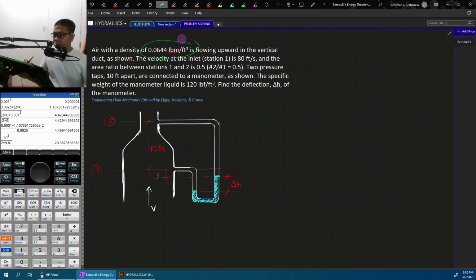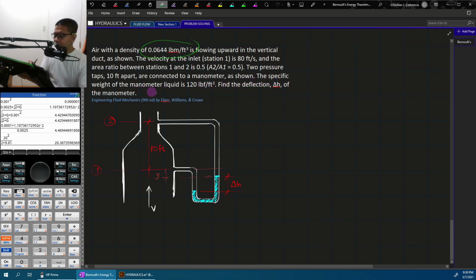So, dito naman, yung specific weight or unit weight ng liquid inside manometer is 120 pound force per cubic foot. So, isang unit weight and isang density. So, actually, yung density ng air na 0.0644 pound mass per cubic foot, in terms of its unit weight, this is also equal to 0.0644 pound force per cubic foot.